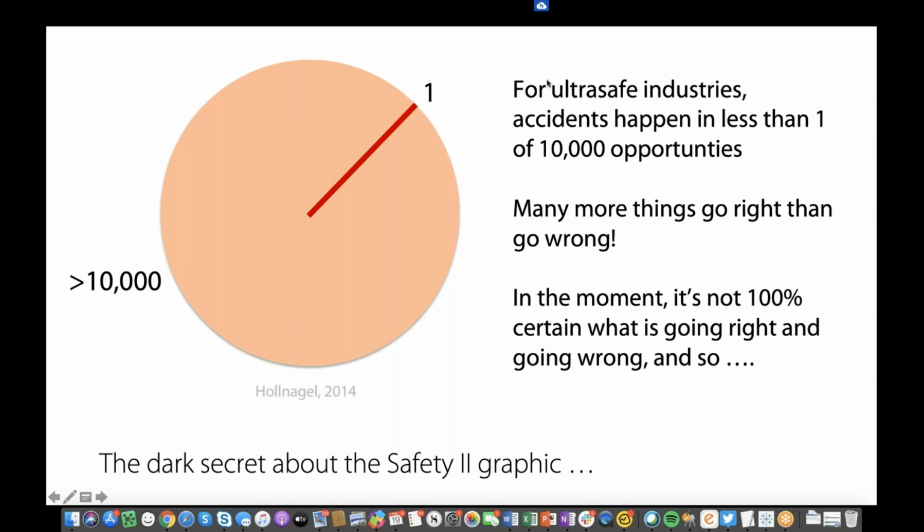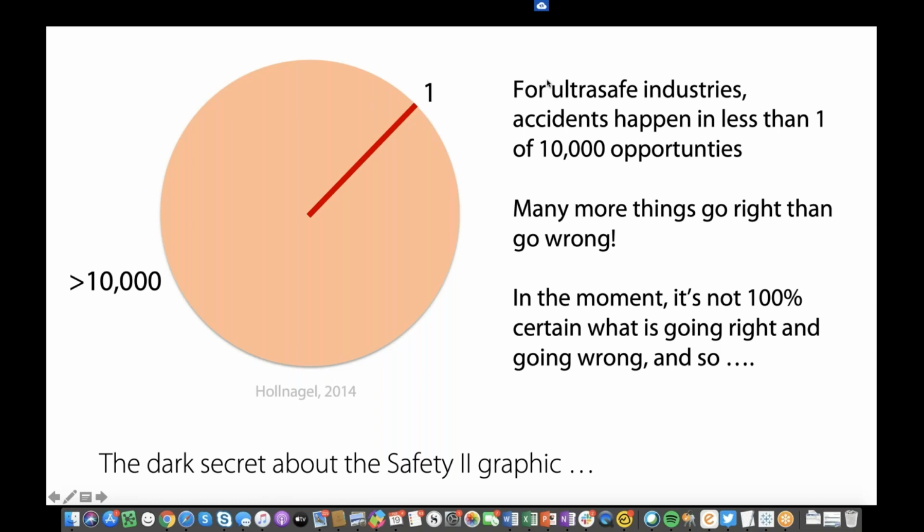And what we start to talk about in safety 2 is that we don't want to just look at what goes wrong. In fact, we want to really deprioritize our effort in looking at what goes wrong. We want to look at what goes right. And I think that is a wonderful mnemonic for thinking about safety 2 and getting people to start their journey from safety 1.